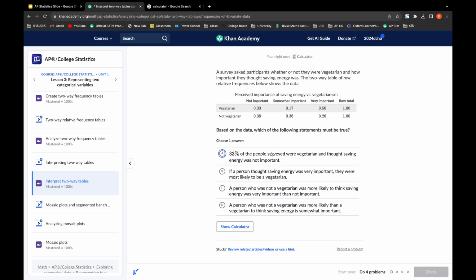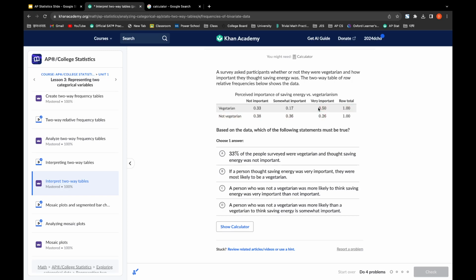So A could be correct if the sentence was "33% of vegetarians thought saving energy was not important," because this one is the proportion of only vegetarians, not the entire population. So A is incorrect. B: if a person thought saving energy was very important, they are more likely to be a vegetarian.